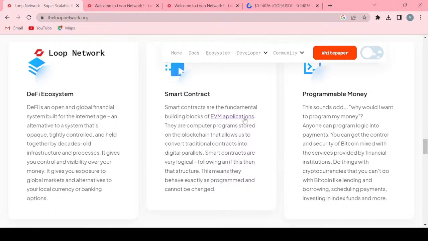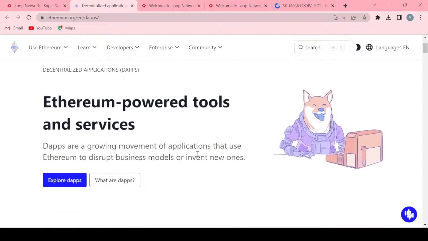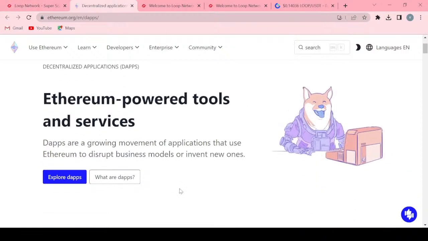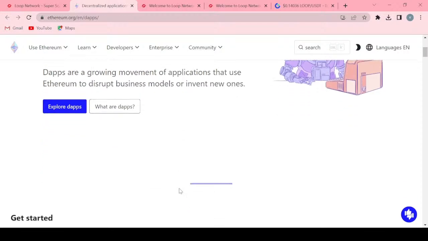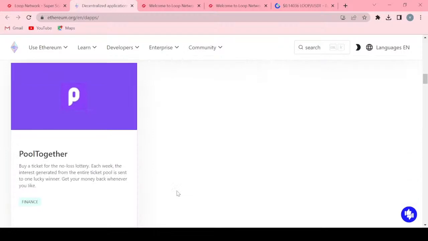You want to know what an EVM application is. It is included in decentralized applications. These are Ethereum-powered tools and services. Decentralized applications are a growing movement of applications that use Ethereum to disrupt business models or invent new ones. So inside this, it is all about Ethereum.